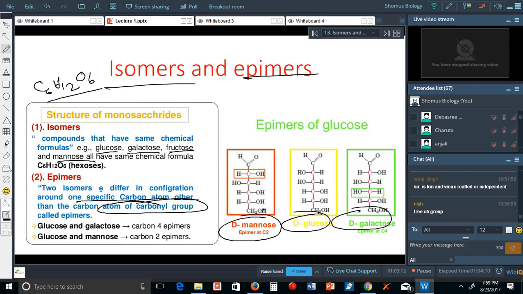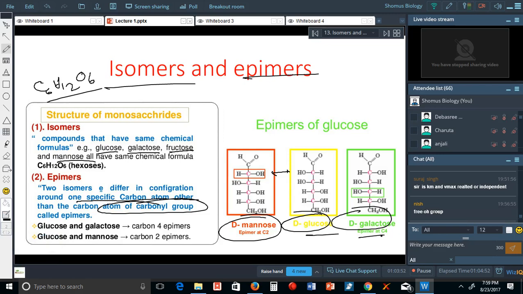For example, D-mannose, D-glucose, D-galactose. If you compare glucose and mannose, what we can see is the difference at the second carbon. If you look at the second carbon here, apart from the carbonyl carbon, in mannose it's H on the left side and OH on the right side, but in glucose it's OH on the left side and H on the right side. It's not like the whole structure is a mirror image. They have altered in one particular carbon. So that's why we call them epimers at C2.